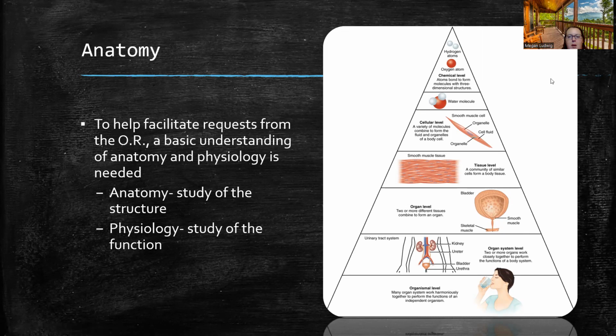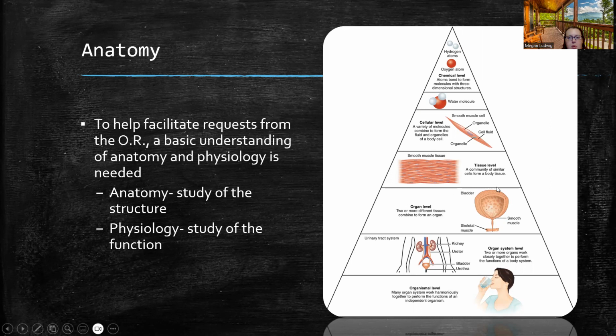When you start to combine different cells that have a common function, you're going to make tissues. So cells working together for a common function make up tissues. There's, again, a lot of types of tissue. Here's just a picture of a smooth muscle tissue. You have smooth muscle, you have skin, there's nervous tissue, for every part of the body.